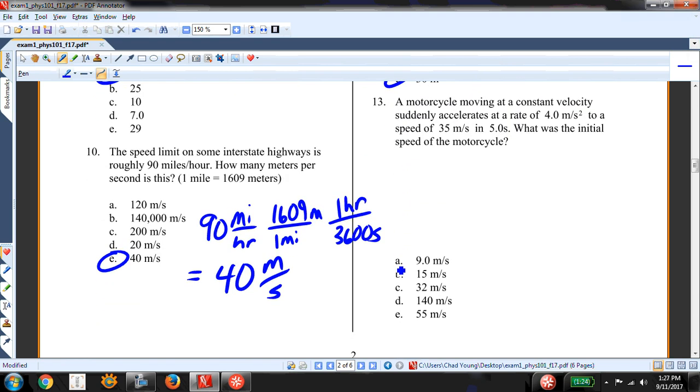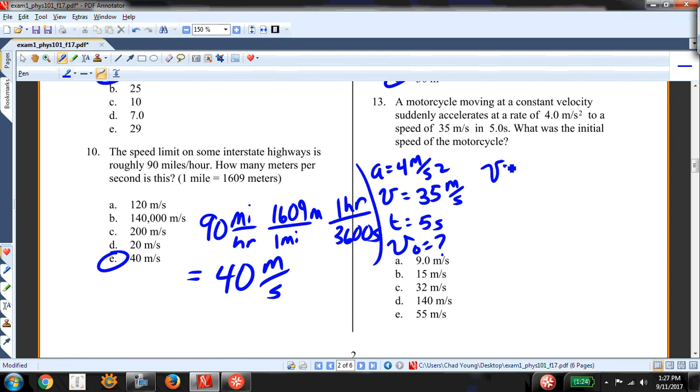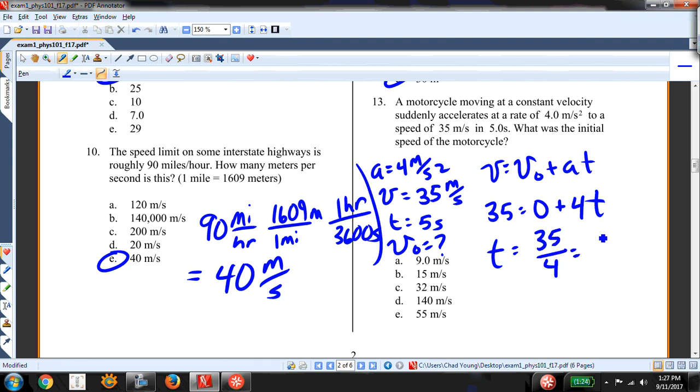Motorcycle moves at a constant velocity, suddenly accelerates. So a is equal to 4 meters per second squared. To a speed, that's going to be his final speed, 35 meters per second. And t is 5 seconds. And I don't know what v0 is. I also don't know what x is, but it turns out I don't need that. So I say v is equal to v0 plus a times t. So 35 equals 0 plus 4 times t, so t is equal to 35 divided by 4, which is 9 meters per second. So 13 is A.